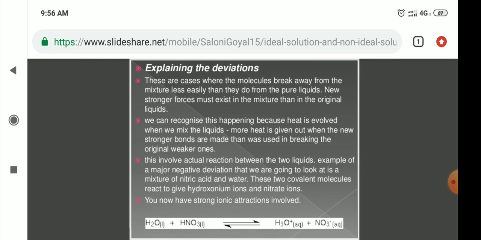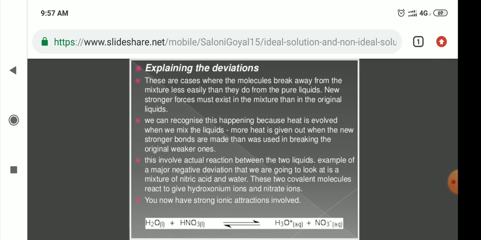Next, the explanation of the negative deviation. These are cases where the molecules break away from the mixture less easily than they do from the pure liquid. New, stronger forces must exist in the mixture than in the original liquids. We can recognize this happening because heat is evolved when we mix the liquids. More heat is given out when the new, stronger bonds are made than was used in breaking the original weaker ones. And the last point of this explanation is that they involve an actual reaction between the two liquids.